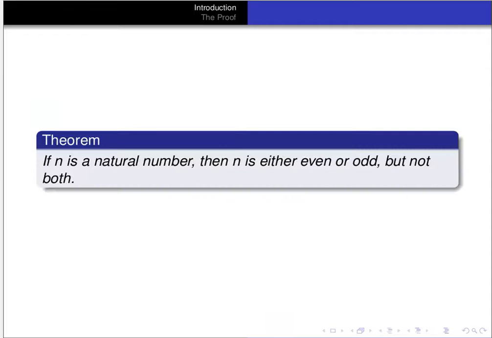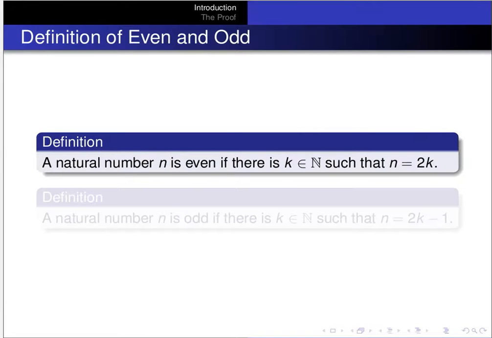In this video, we're going to prove the theorem that every natural number n is either even or odd, but not both. So just recall a couple of definitions. A natural number n is even if there's a natural number k so that n is equal to 2 times k.